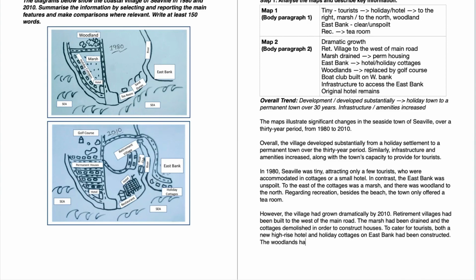Now I'm going to continue. The woodlands had been cleared and supplanted by a golf course. And this is what we talked about here. The woodlands are gone. So I've said they've been supplanted, which is basically replaced by a golf course. Now I'm going to say, similarly, a boat club had been built on the west bank of the river, and new infrastructure was created to access East Bank.